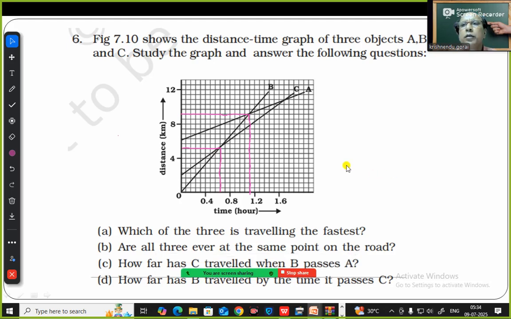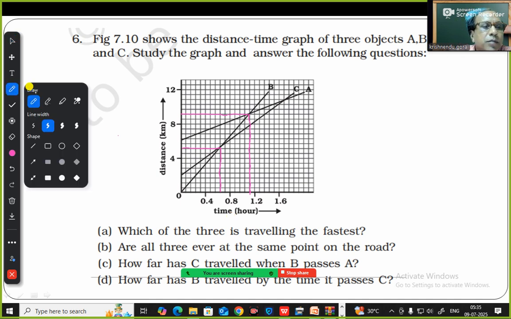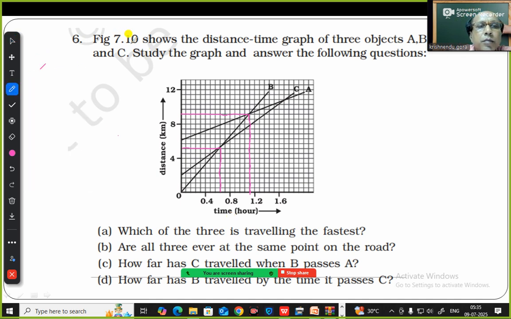Hello everyone. Today we shall discuss question number 6 of the chapter Motion of class 9. This is a graph, and from this graph we have to solve this problem. Let us see what the problems are and how you can solve them. Figure 7.10 shows the distance-time graph of three objects A, B, C. Study the graph and answer the following questions.